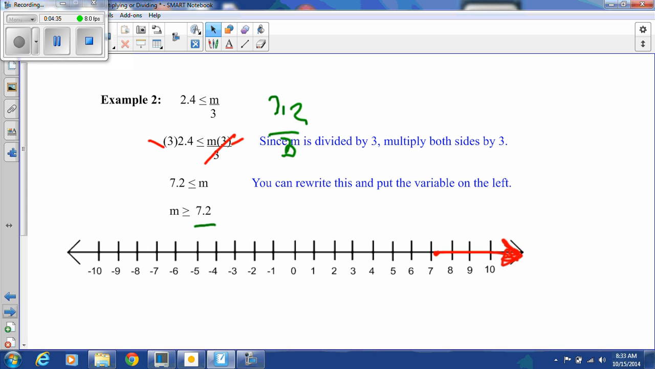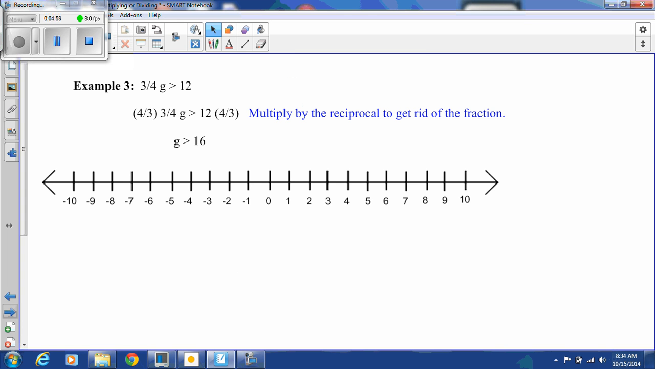Pick a number. I think I'm going to pick 10. 10 is in my shaded region. Actually, let's take 9. 9 would be better because 9 is divisible by 3. So if you put 9 in here, 2.4 is less than or equal to 9 divided by 3 because 9 divided by 3 is 3. So again, that is correct. I've shaded in the correct direction.